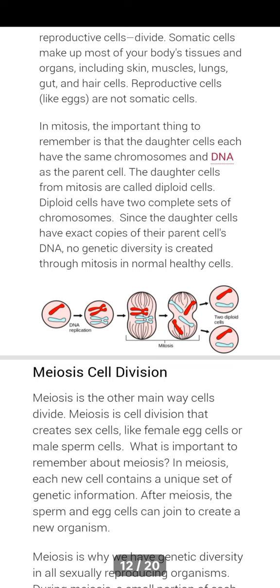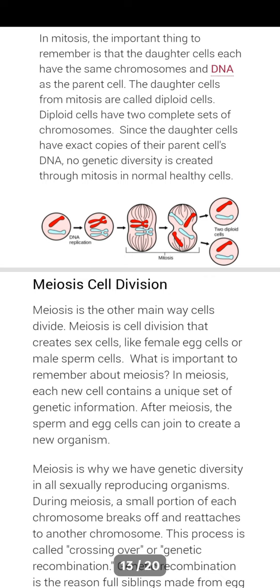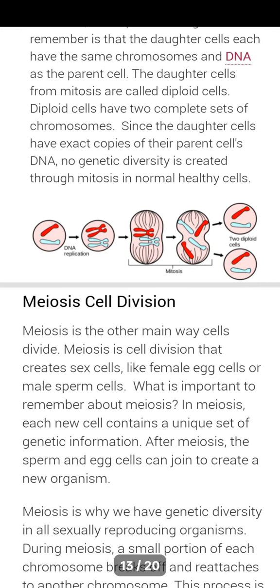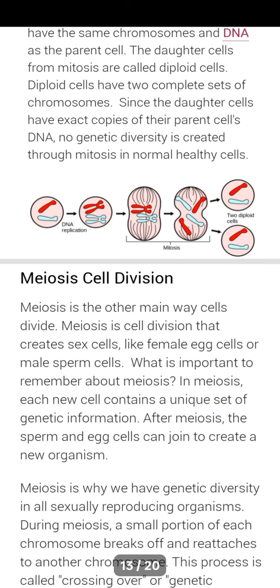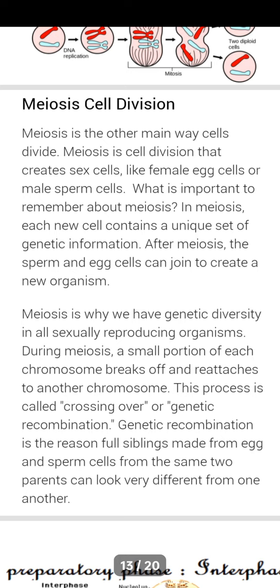Okay, what is important to remember about meiosis is that in meiosis each new cell contains a unique set of genetic information. Means each set, suppose this is a set, this is also having genetic information. Now after meiosis the sperm and egg cells are joined to create a new organism, means to create a zygote, to create a baby, obviously. So meiosis is why we have genetic diversity in all sexually reproducing organisms.